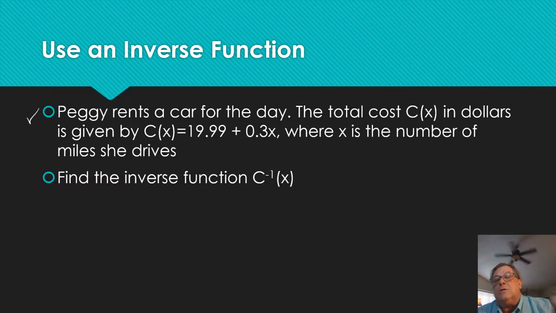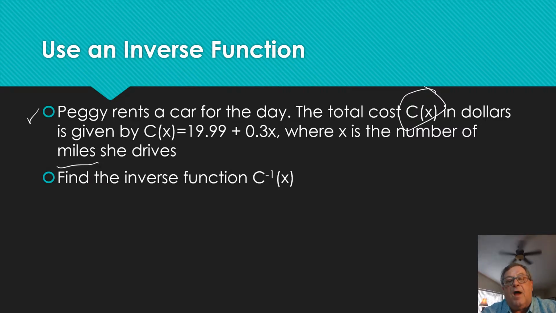The function C of x represents the total cost in dollars, and is given by C of x equals $19.99 plus 0.3x, where x is the number of miles she drives. So the total cost of renting this car is $19.99, which is obviously a one-time charge, plus 30 cents a mile, where x is the miles. That would be the cost of renting the car for the day.